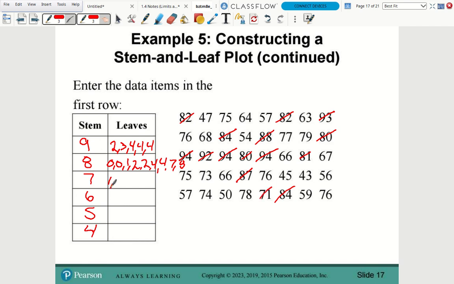So 1. 71. Is there a 72? No, doesn't look like I have a 72. 73? Yeah, I do have a 73. It's on the second line. Right here? Yeah. Okay, so I got a 3 right there. Is there another one? No.